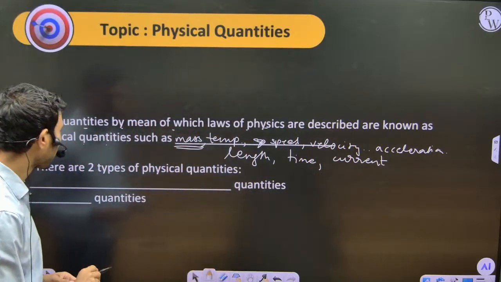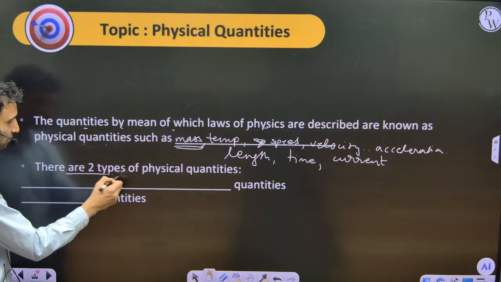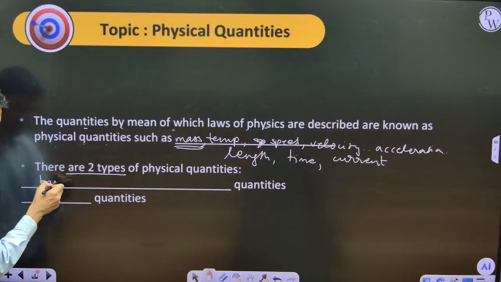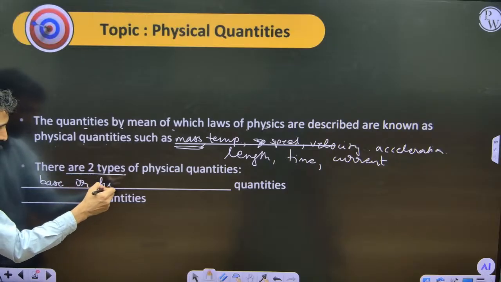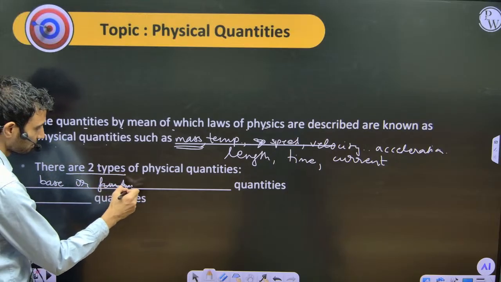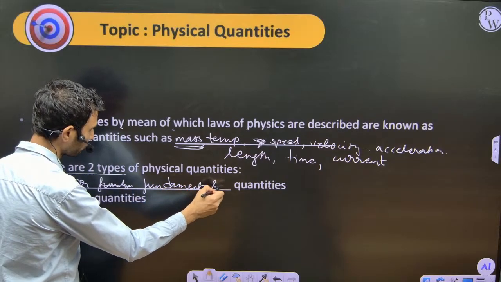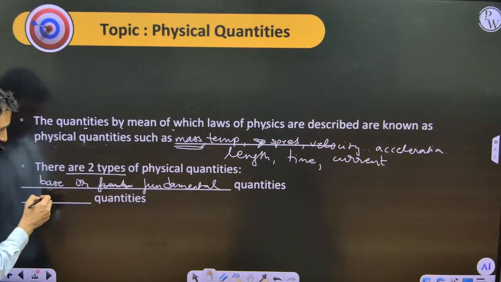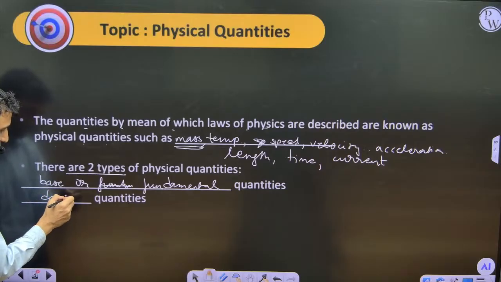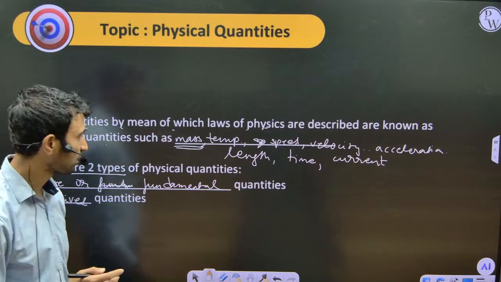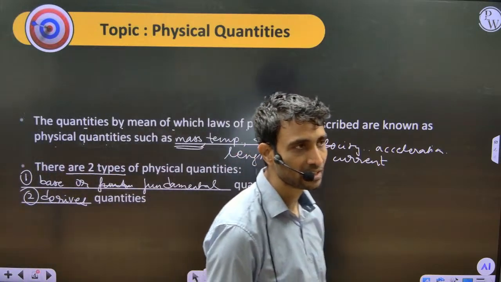Okay, so there are two types of physical quantities. What are the two types of physical quantities here? One is your base or fundamental quantities. And then comes your derived quantity. So there are two types of quantities. The first type is base and the second type is derived, right? And what is the difference between the two? You'll be seeing that in the impending slides.